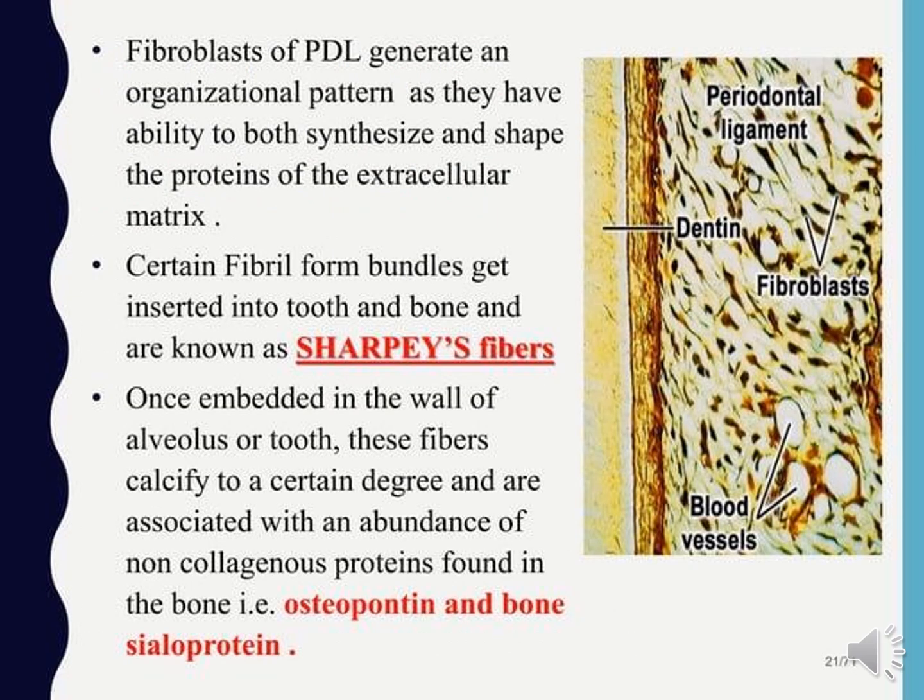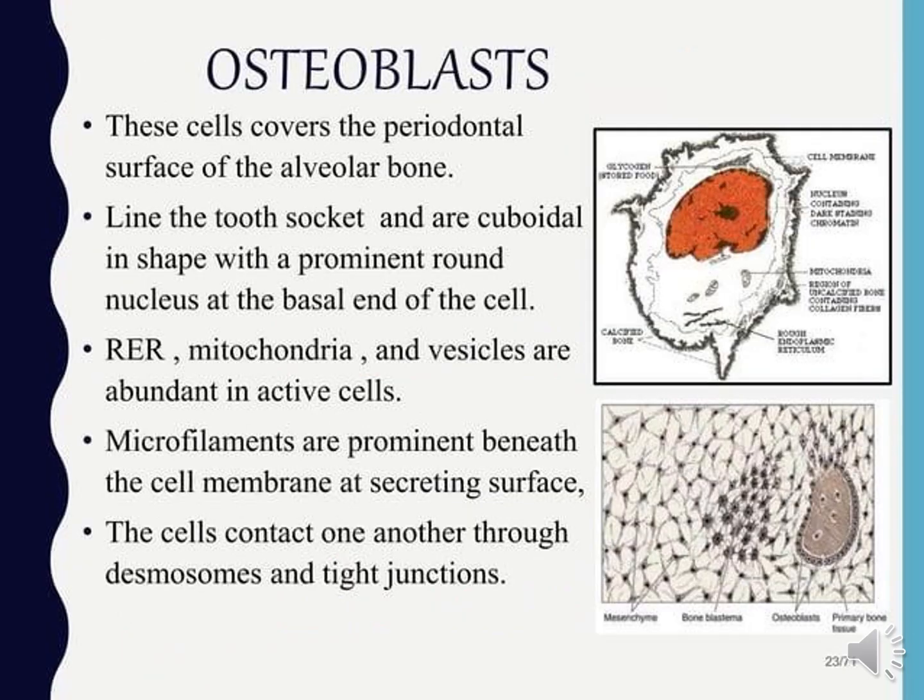Fibroblasts of PDL generate an organization pattern as certain fibril bundles get inserted into tooth and bone and are known as Sharpey's fibers. Once embedded in the wall of the alveolus or tooth, these fibers calcify to a certain degree and are associated with non-collagenous proteins found in bone, which are osteopontin and osteosialoprotein.